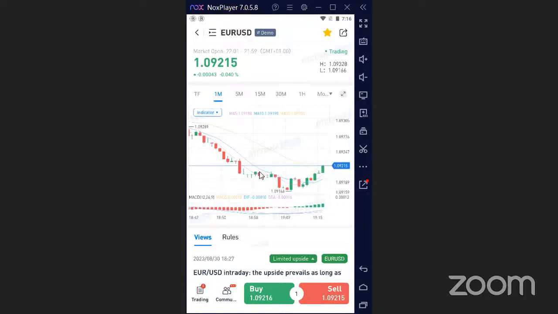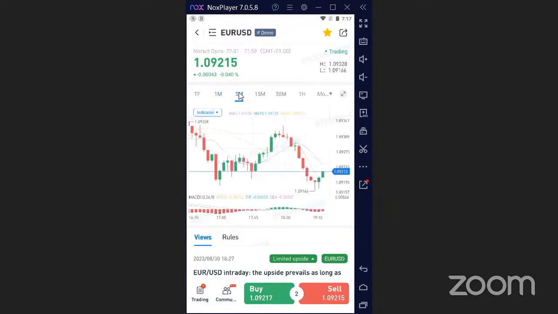Okay, so that is what I want you to understand. It took 24 minutes to print from this candle to this candle. Each candle here is going to print in 1 minute because we are in the 1 minute time frame. Then we have the 5 minute time frame.